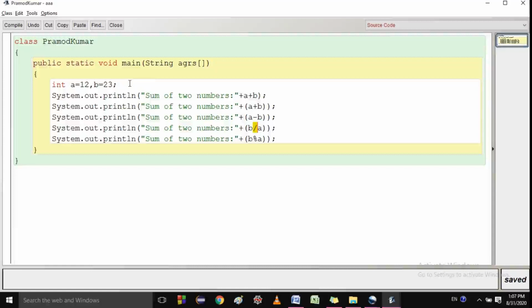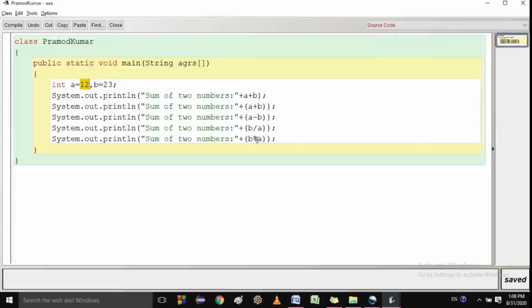But this is an integer division, students. Integer by integer, both are integers. 23 is an integer and 12 is an integer. So Java says if you divide an integer by an integer, then you will get the answer as an integer. So if I get, suppose, 4.6, then every digit after the point will be left. That means it will not include the digits after the decimal. So the answer will be 1.